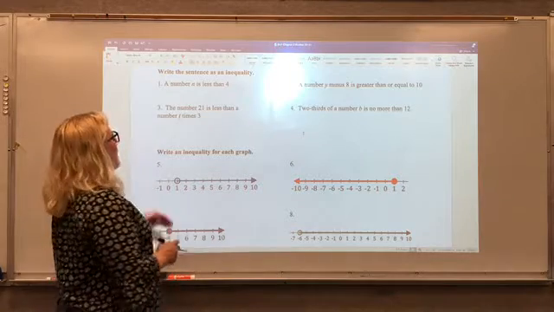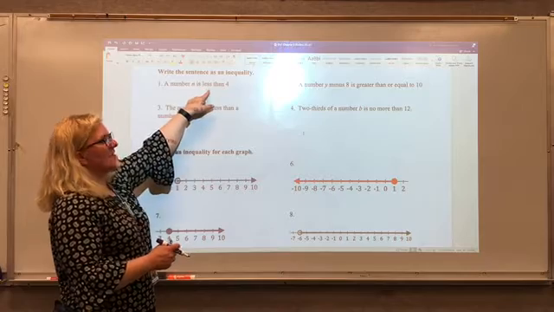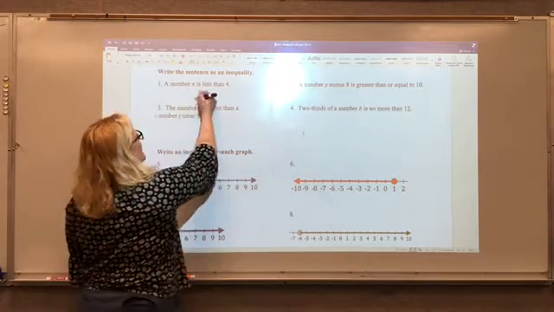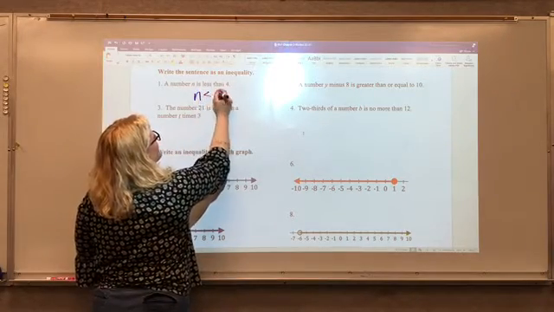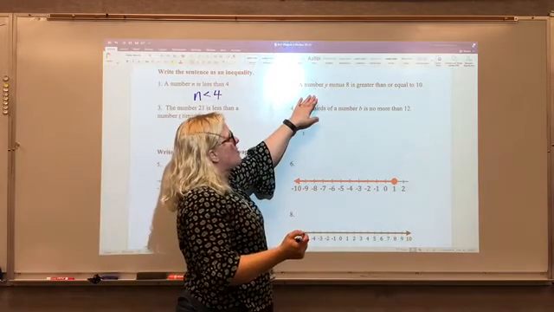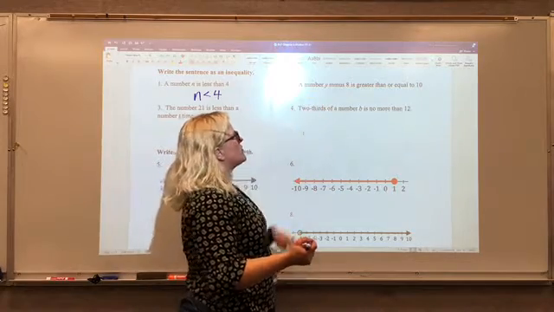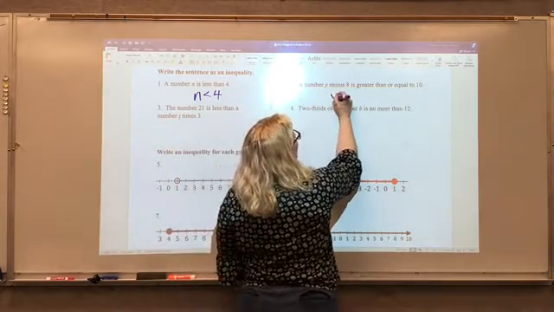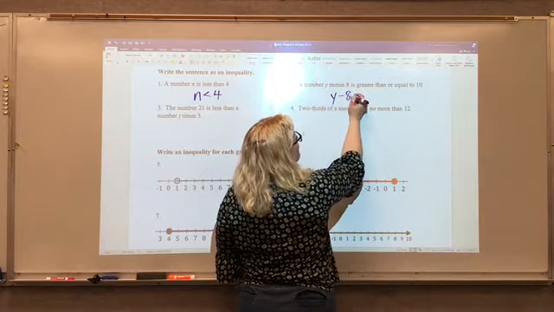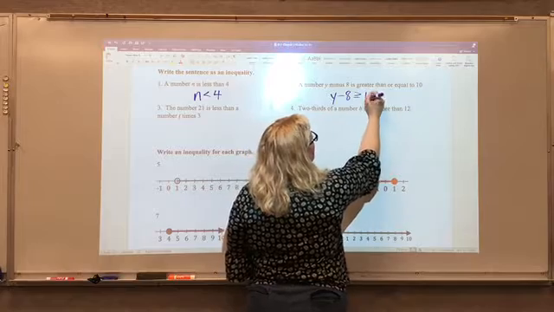Okay? All right, so number 1, a number n is less than 4. So we have n < 4. Number 2, a number y minus 8 is greater than or equal to 10. So y - 8 ≥ 10.